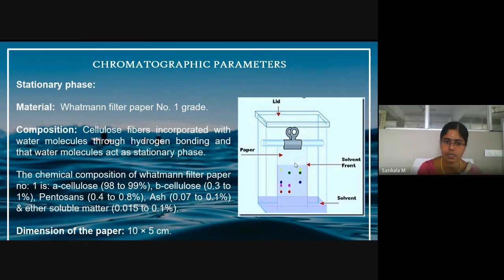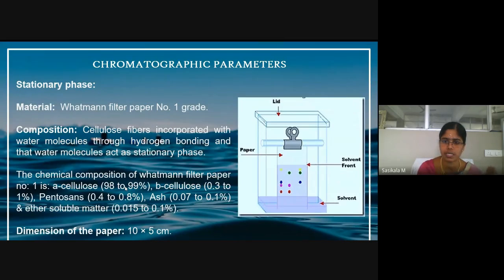Whatman filter paper is made with alpha cellulose. The remaining 0.3 to 1% is beta cellulose, and pentosans are 0.4 to 0.8%. Then ash content also will be there, and ether soluble matters in given percentages. These are only fractions. The main composition is alpha cellulose, where the water molecules are incorporated for separation.